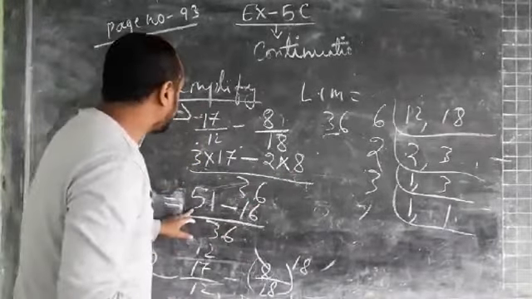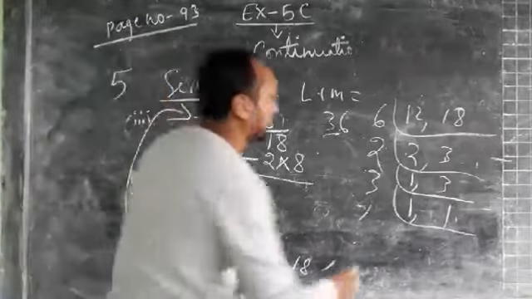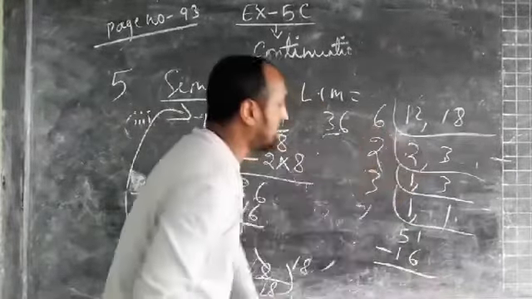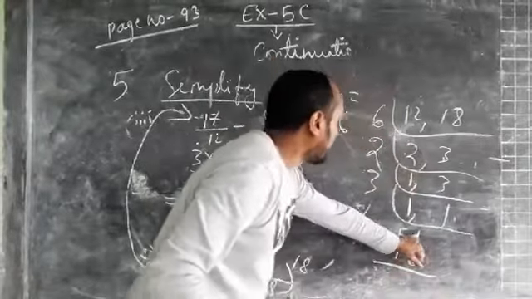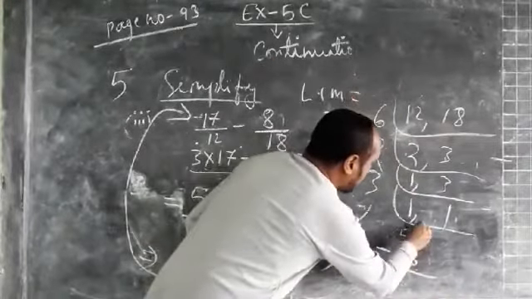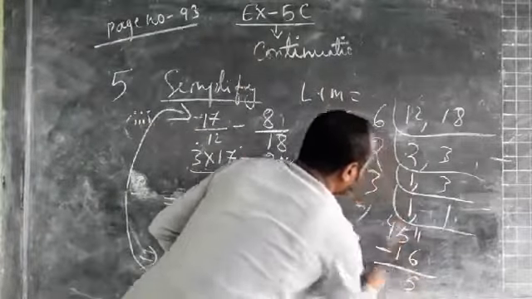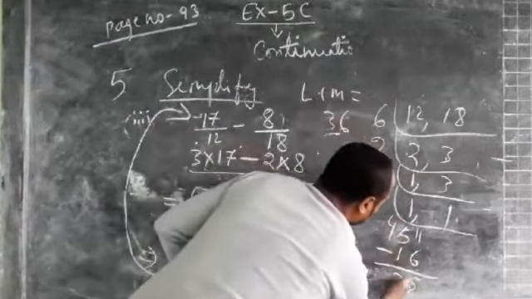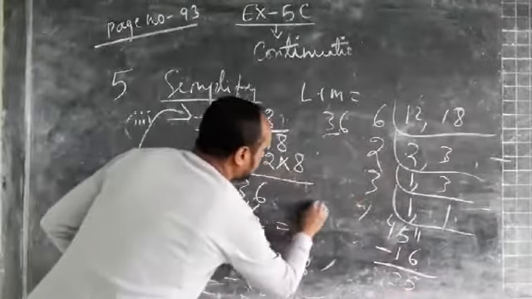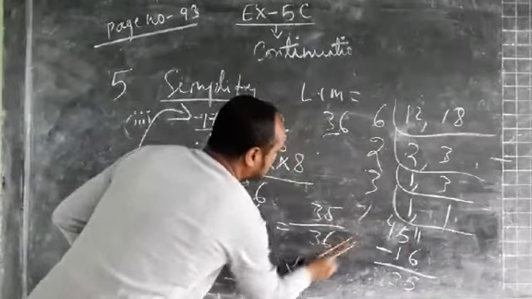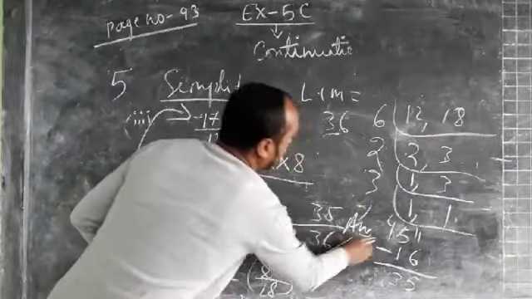Now next step we have 51 minus 16. So here we will do 51 minus 16. Now 1 minus 6 will not go. So we have to borrow 1. It will be 11. 11 minus 6 we have 5. Now this is your 4. 4 minus 1 we have 3. So here we will get 35 by 36. So this is your answer.